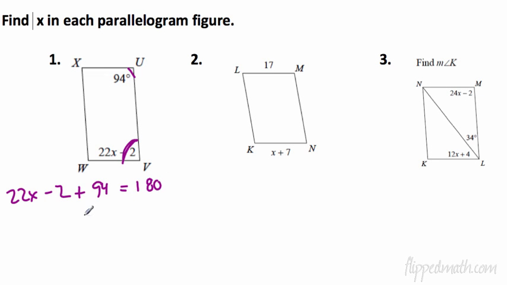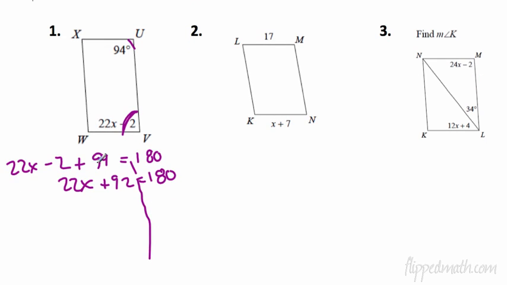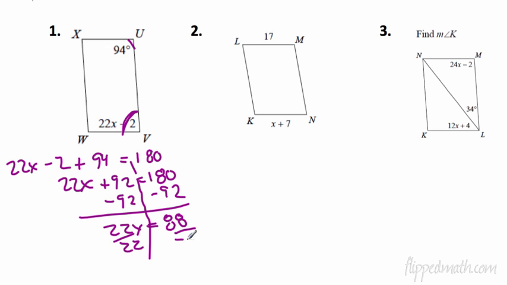All right, so now this is simple. We just have to do some algebra. So 22x, we're going to combine like terms. Negative 2 plus 94 is a positive 92. So that should all equal 180. What else now? Subtract 92. We're so good at this now because we have mastery of algebra. All right, so 22x equals 88. We divide by 22 on each side. What do we get? 88 divided by 22, x equals 4. And they wanted us to solve for x, so guess what? We're all done with that one. Let's do number 2.